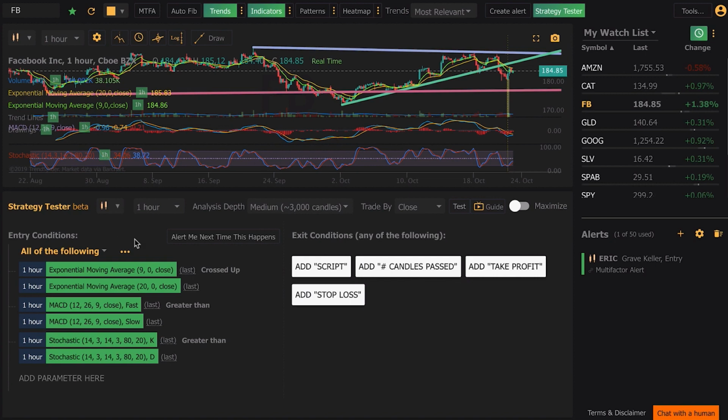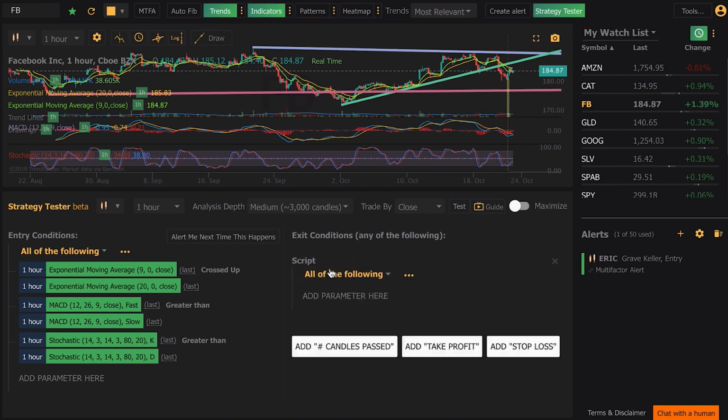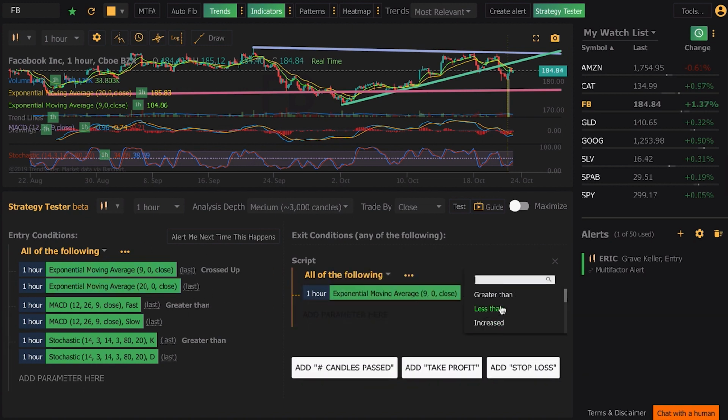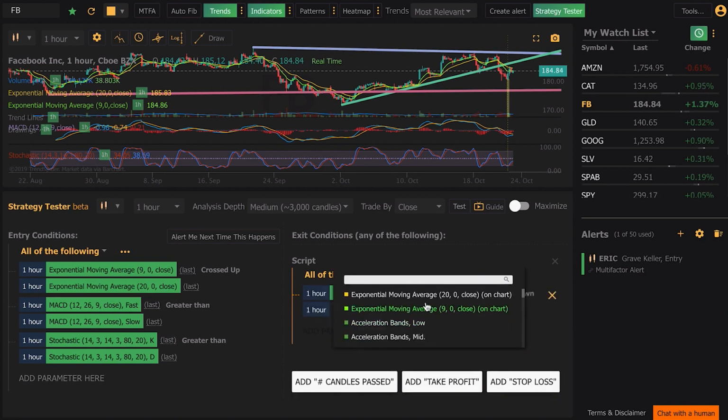Now you've got your exit conditions here on the right, and we can add a script condition, candles pass, take profit, or stop loss, or all 4. We'll do an add script condition. Let's say I want to sell in the exact opposite way over here, so when the 9 crosses down on the 20 instead of up. So we'll go ahead and add that condition.